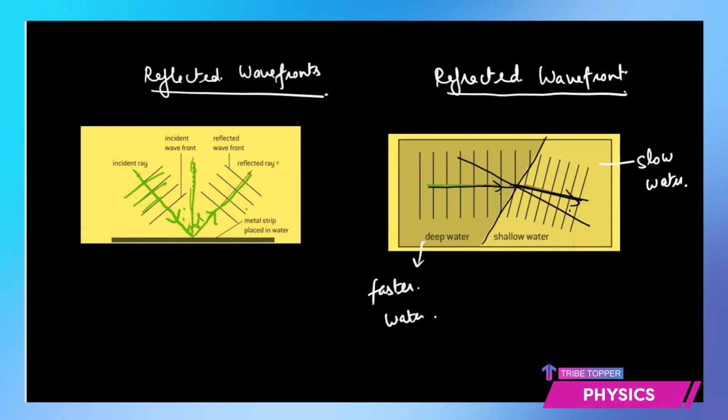So naturally, when it comes from the deep water to the shallow water, just show that the ray bends towards the normal. After that, there is no problem. Just draw the wavefronts, which are perpendicular lines to the incident ray, and then draw perpendicular lines to the refracted ray. And this is how you can draw the refracted wavefronts.